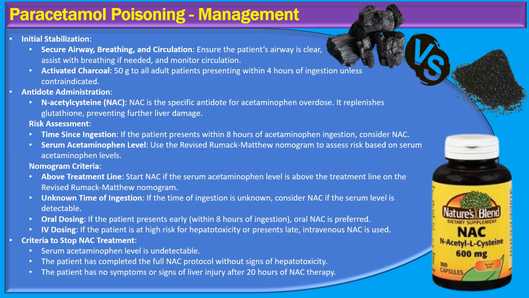Oral dosing is suitable for non-pregnant individuals who show no signs of liver failure. The initial step in treatment involves a loading dose of 140 mg per kilogram of body weight, not exceeding 15 grams. This is followed by a maintenance dose of 70 mg per kilogram, capped at 7.5 grams, administered every 4 hours. It's important to continue this regimen until the criteria for cessation are met.